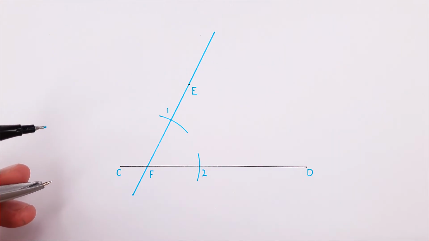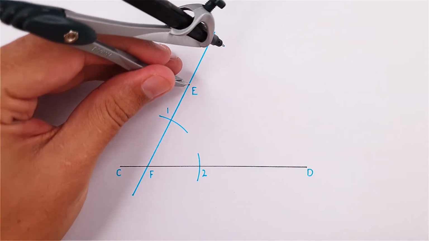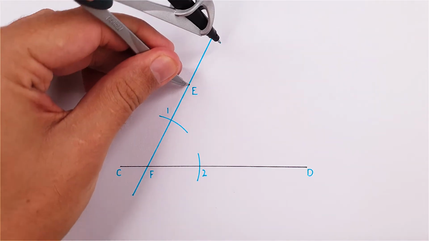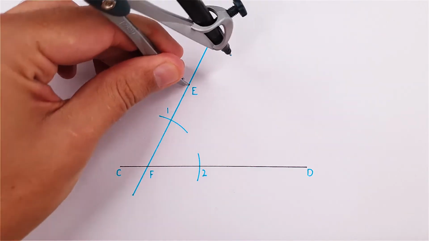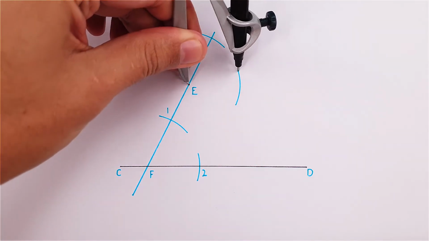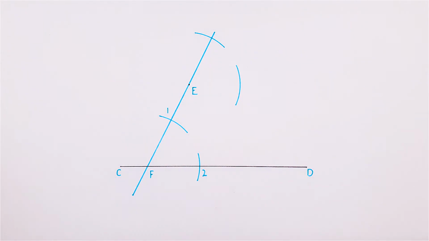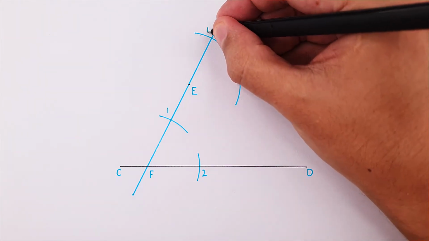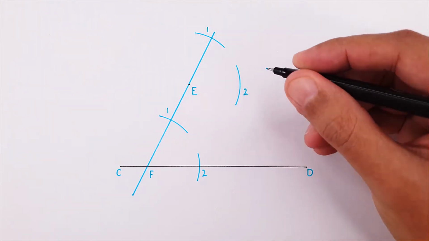We now need to duplicate point 1 and 2 on point E by using the same measurement, and draw an arc that will section through line EF again for point 1, and another arc where point 2 could be. We can label them accordingly.